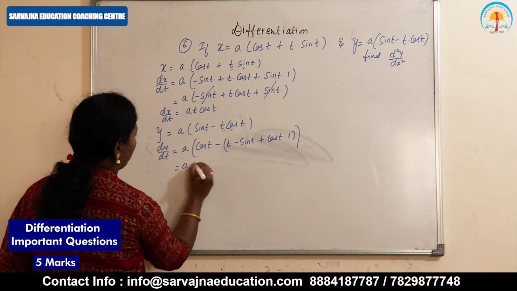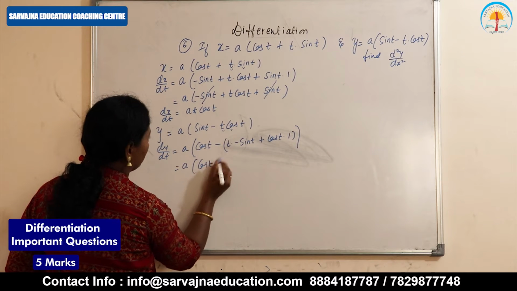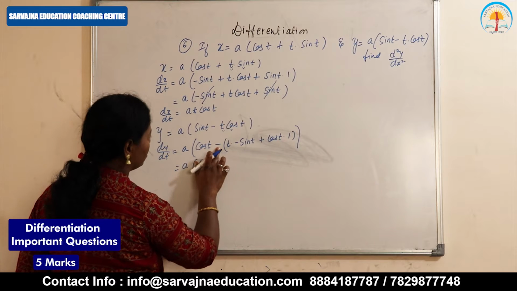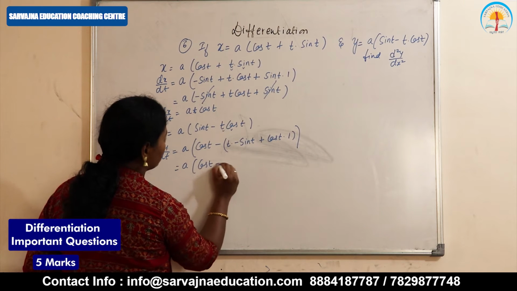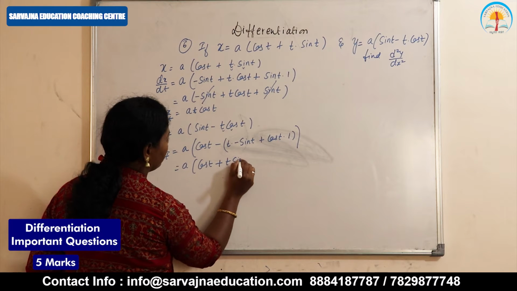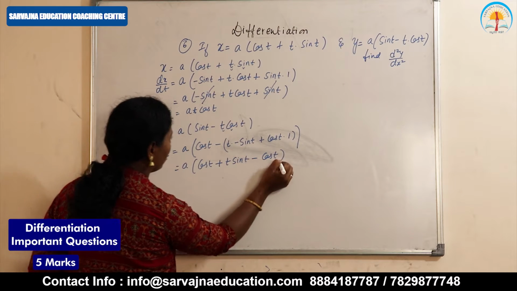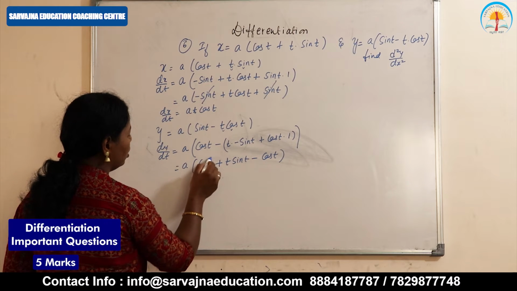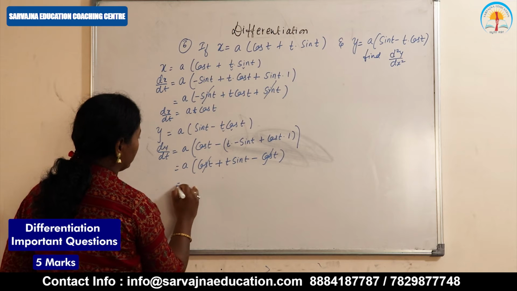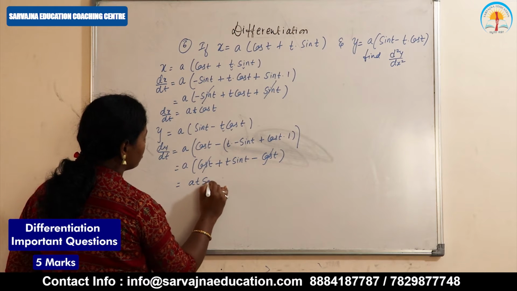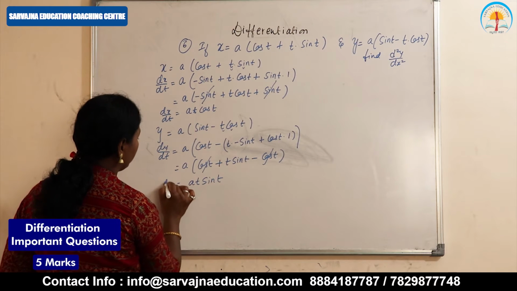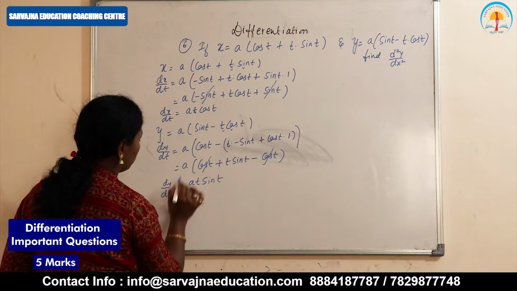Okay. So a of cos t, and I have to multiply the minus sign inside the bracket. It will be plus t sin t and minus into plus, minus cos t. Again guys, I think two terms get cancelled here. Plus cos t minus cos t. It will be a t sin t. Okay, I got dy by dt also.